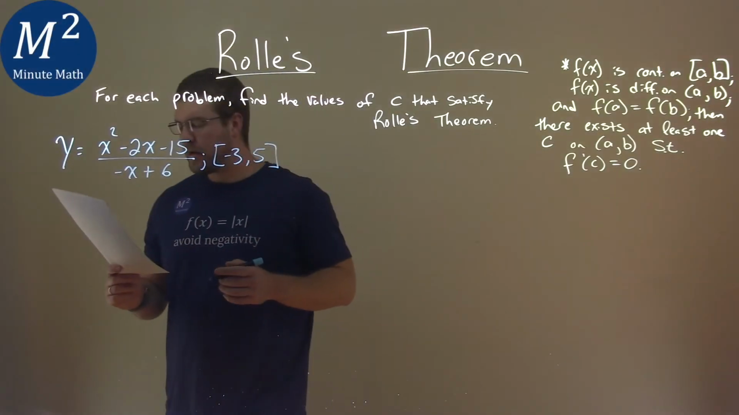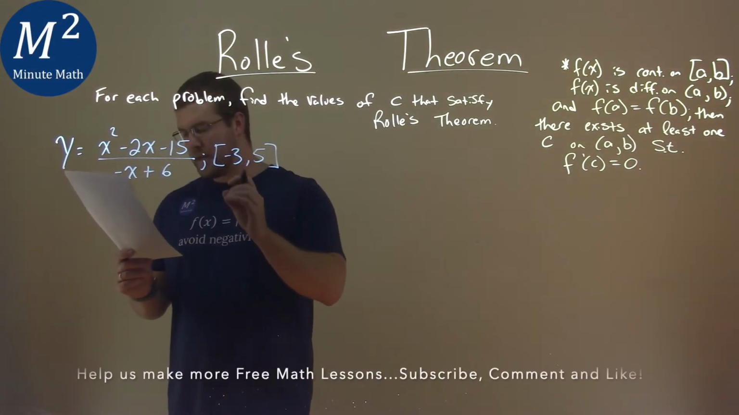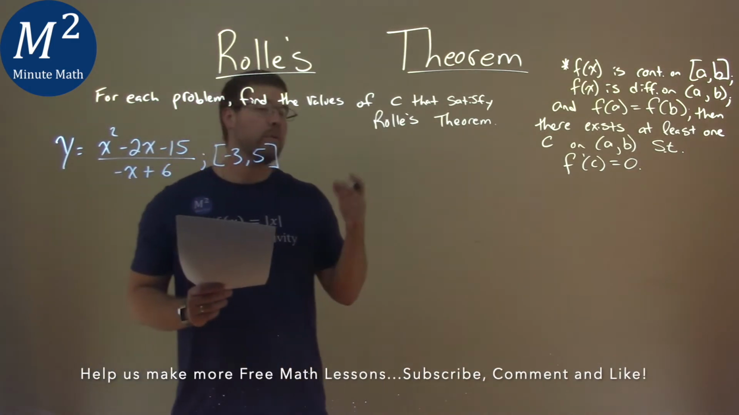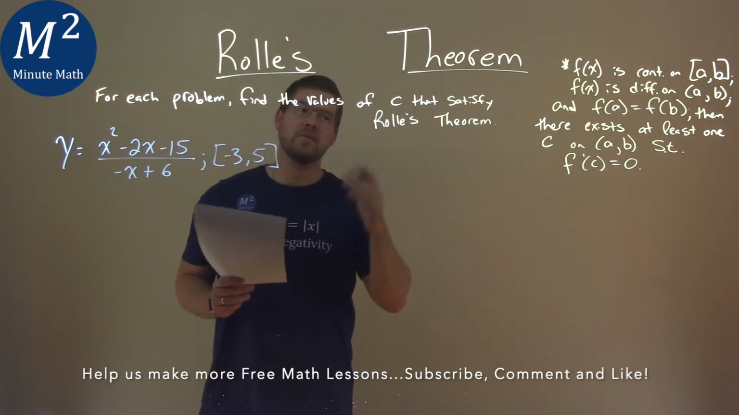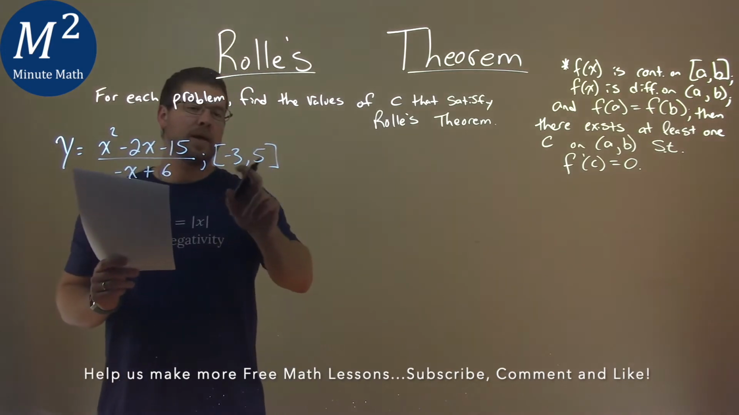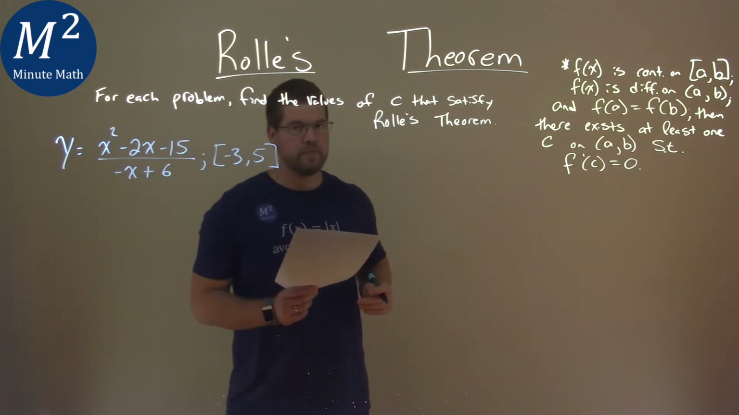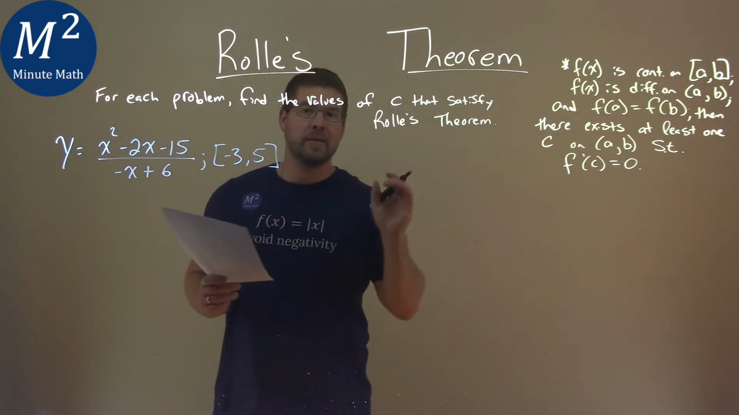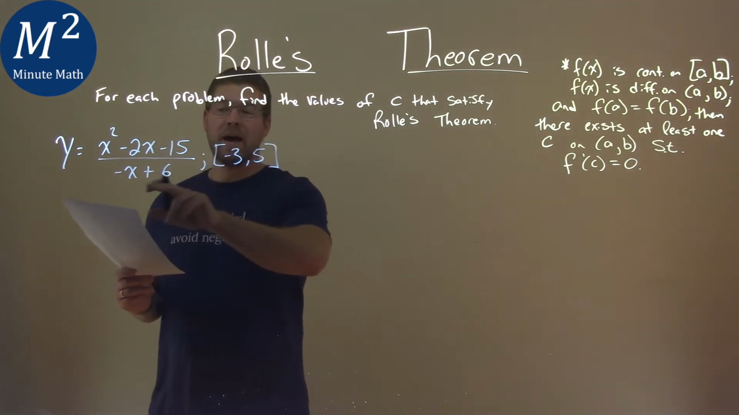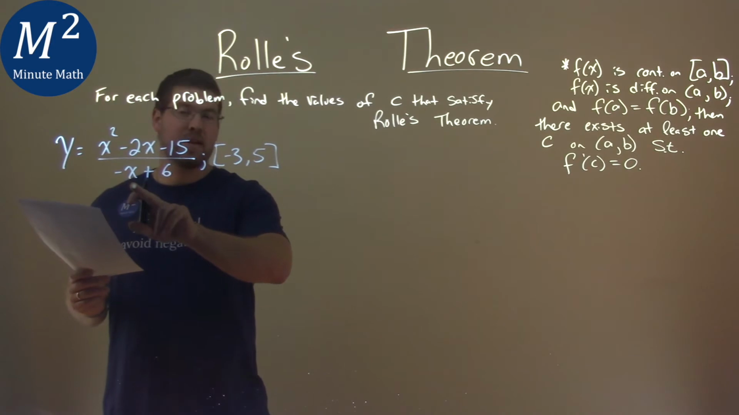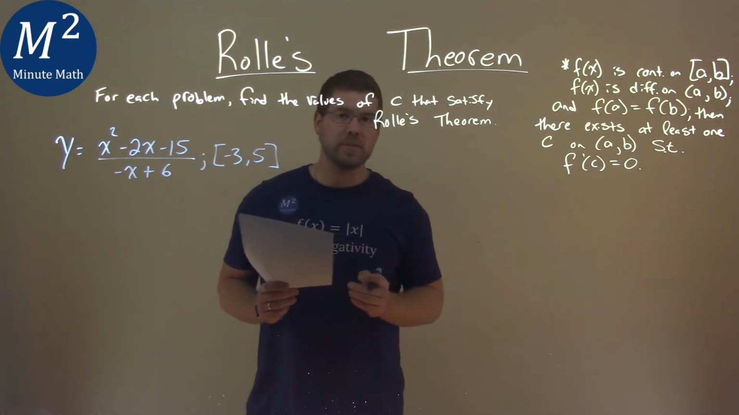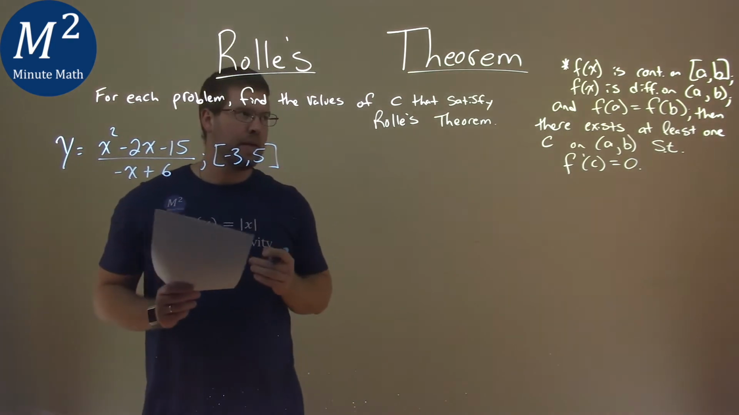We're given this problem right here. y equals x squared minus 2x minus 15 over a negative x plus 6. And we want to find the values of c that satisfy Rolle's theorem on our interval from negative 3 to positive 5. Now, luckily for us, our function is continuous on a to b. The only issue that we would have is when x is 6 here, because the denominator would equal 0, but it's outside the interval. Same thing with it being differentiable. Same issue, but we're fine there.